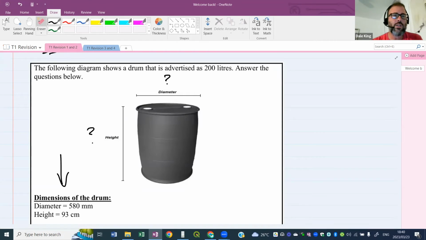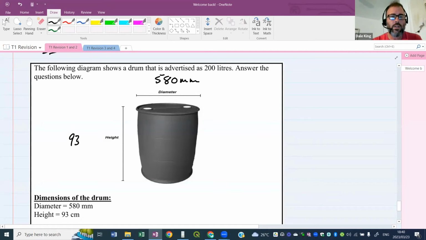Why not put the numbers on the diagram? Well, we can do that. You can write it onto the diagram if you want. If you're used to it, then put it there. So the diameter is 580 millimeters, and the height is 93 centimeters.